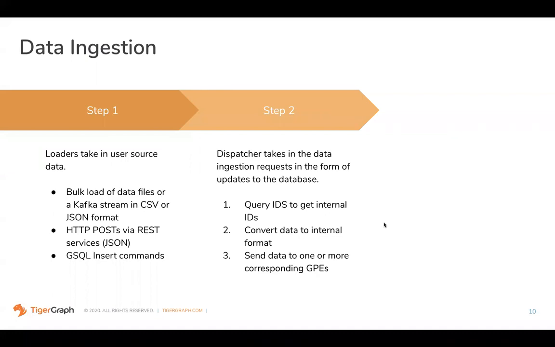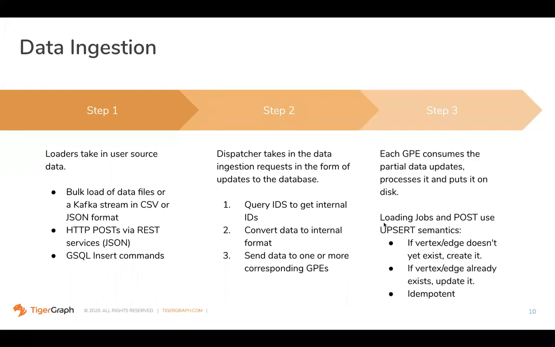So once the request comes in, we have a service called Dispatcher that takes in the data ingestion request and starts the following process. One, it queries the IDS service, the GSE, to get the internal ID, because for each record that comes in, there's a mapping from external to internal. After getting the internal ID, we convert the data into an internal format. Then the data is sent to one of the GPEs to do the processing and store it inside the database. And as each GPE consumes those updates, periodically it writes them to disk so that memory and disk are in sync.